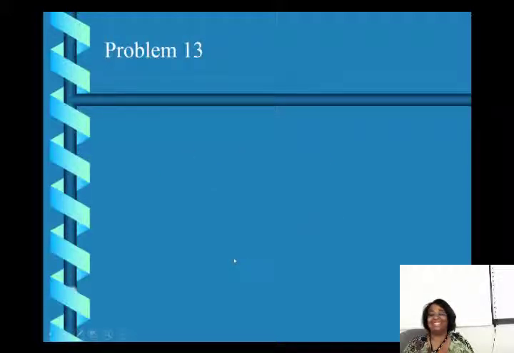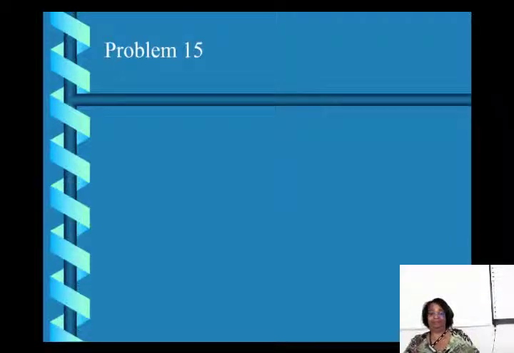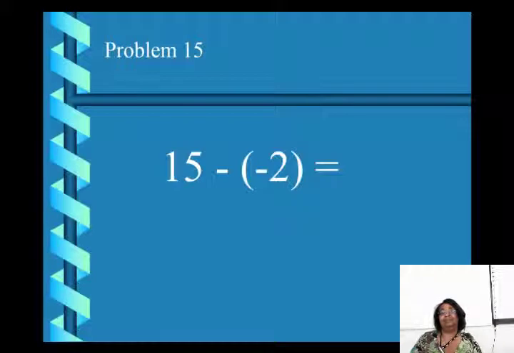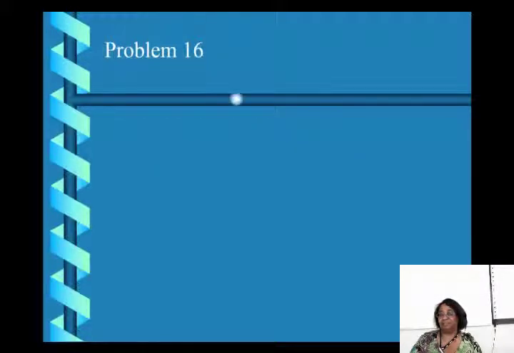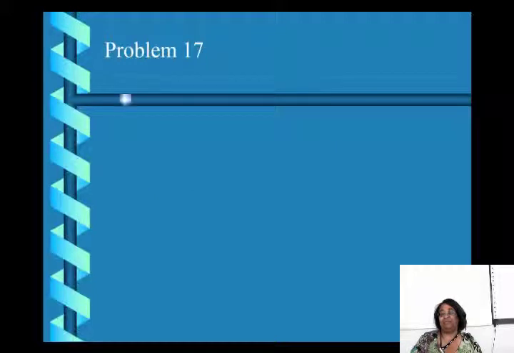All right. What about this one? 6. Yep, 6. What about this one? 17. Yep, 17. 17 again. What about this one? -1. Absolutely, -1. And this one? Negative 15.